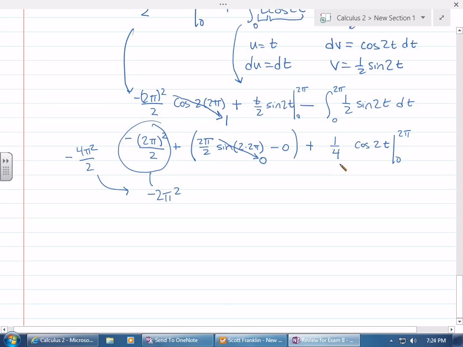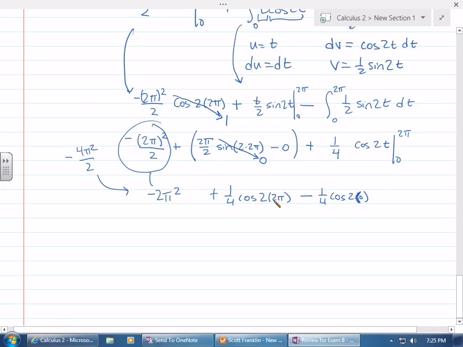Did I lose you somewhere? I took the integral of this. Integral of sine is cosine, but then I've got to include an extra 1/2 to account for the chain rule in here, right? If I were to take the derivative of cosine to get sine, I would then have to multiply by 2. So that's why I put an extra 1/2 in there. So now plus 1/4 cosine of 2 times 2 pi minus 1/4 cosine of 2 times 0.